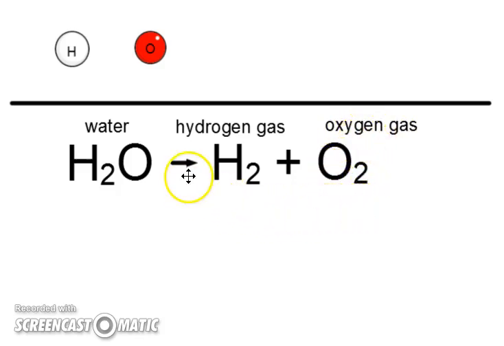The other things here are the arrow, which is a symbol for yields, and the plus, which means that there's more than one thing on this side. So the way that you'd read this equation is the compound water, when it is broken down through electrolysis, yields hydrogen gas plus oxygen gas. And that's what this is.